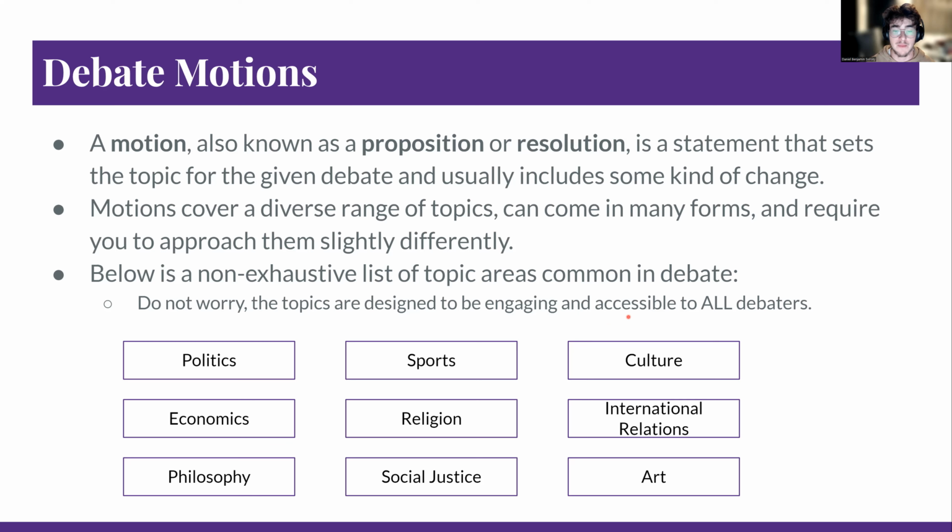So what are these different topic areas you may or may not cover? 1, politics. 2, economics. 3, philosophy. 4, sports. 5, religion. 6, social justice. 7, culture. 8, international relations. And 9, art. Again, there are topic areas beyond these listed ones. For example, science, not at a very specific level, but more at an ethics level, that you might encounter as well.